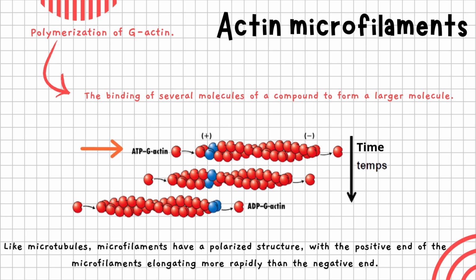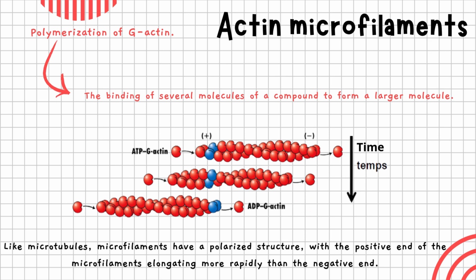ADP G-actin monomers mainly add to the plus end of the filament, as shown in the first part of the image. After addition to the filament, ATP is hydrolyzed to ADP, blue monomers, which weakens the binding of the monomers to the filament. Then, over time, ADP G-actin monomers dissociate from the minus end.